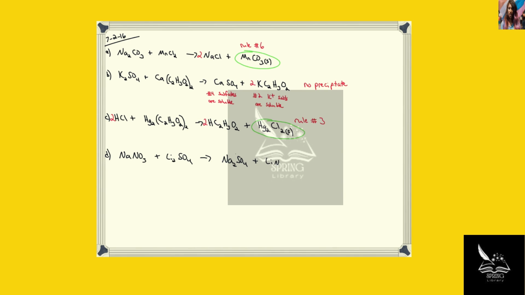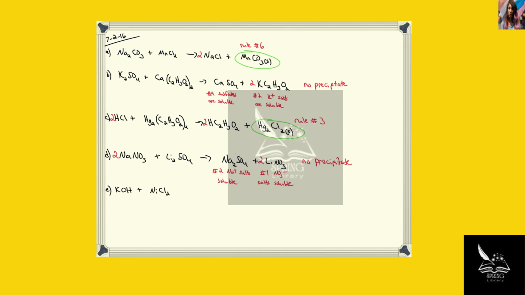The next one, we have sodium nitrate reacting with lithium sulfate. We'll balance it. Our sodium sulfate is going to be soluble. Our lithium nitrate is going to be soluble, so no precipitate forms. Sodium sulfate is soluble for a couple of rules, one being rule number 2 that sodium salts are soluble. And the lithium nitrate is going to be soluble because according to rule number 1, all nitrates are soluble.